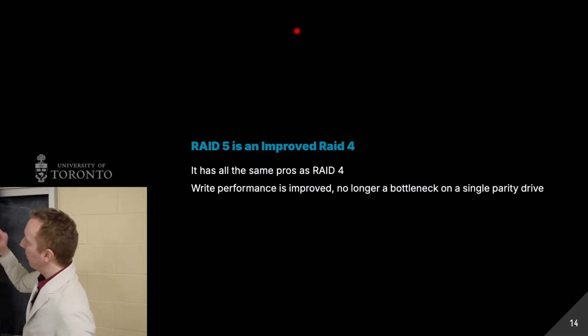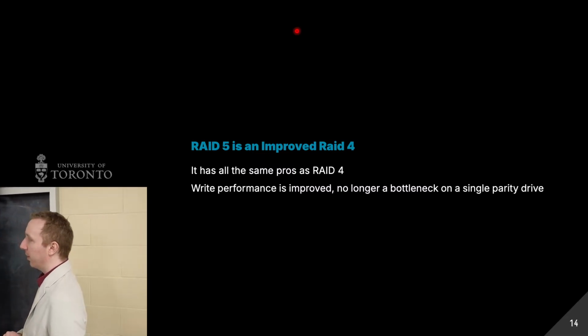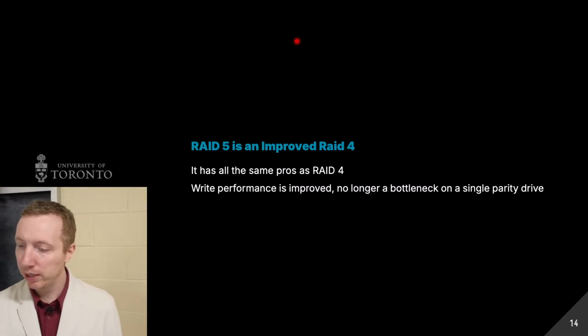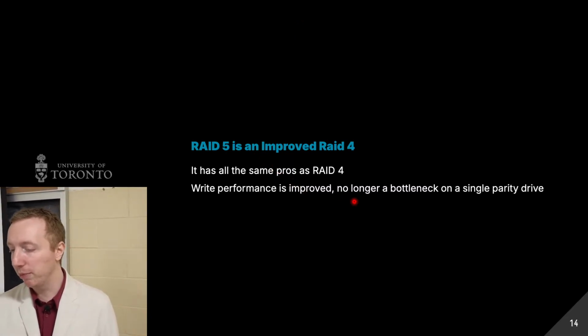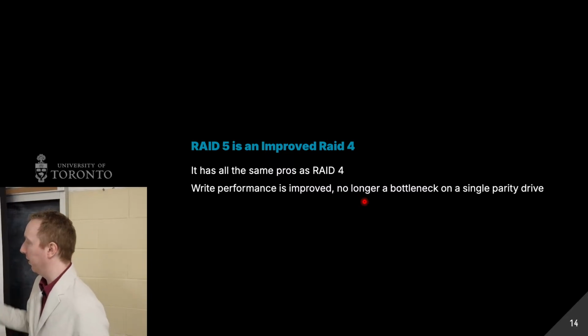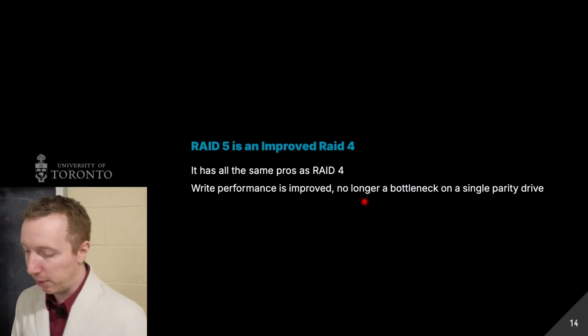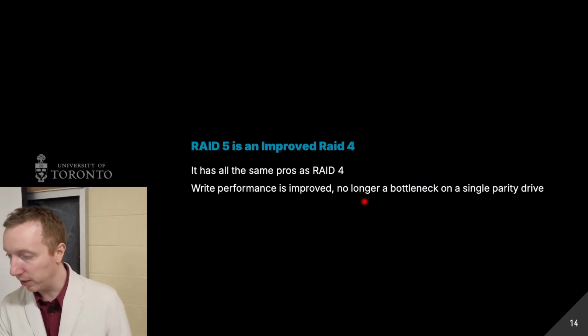So RAID 5 is basically just an improved RAID 4, with all the same pros as RAID 4, but the write performance is improved because we're no longer bottlenecked on a single parity drive. All the information is distributed instead of concentrated.